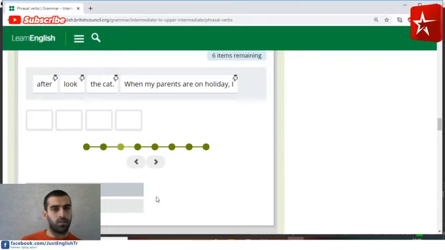After look the cat when my parents are on holiday. Alright, so how can we make this sentence?